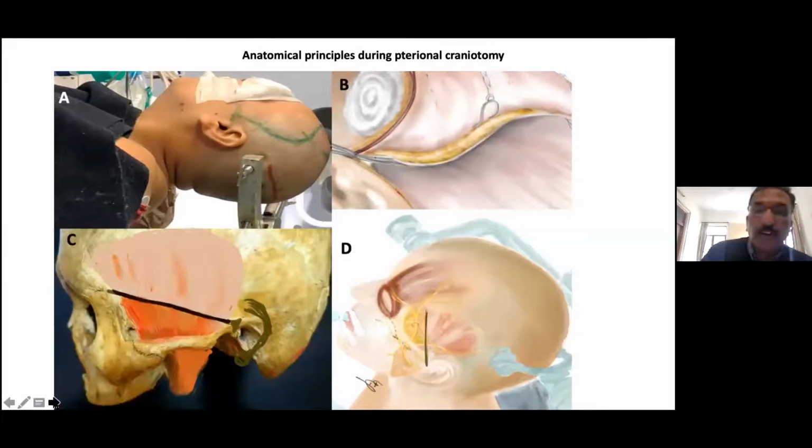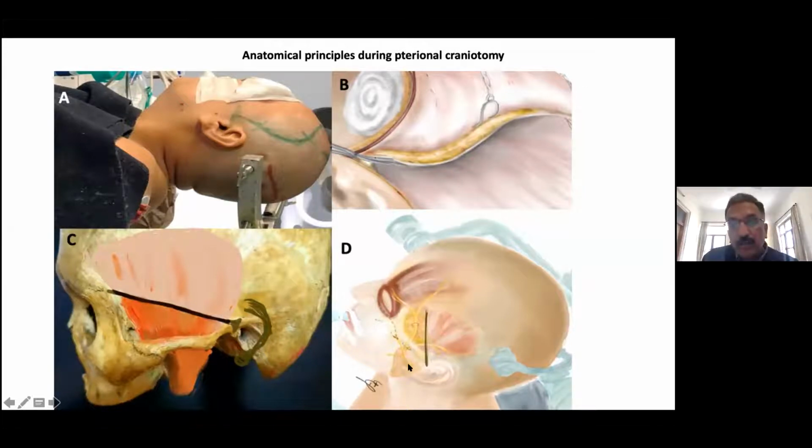The next part of my talk covers certain anatomical principles during the pterional craniotomy. When you're doing a frontotemporal craniotomy, you have this flap which is just anterior to the tragus and then going right across the midline. Therefore, when you are reflecting the scalp flap, how do you preserve the frontal branch of the facial nerve?